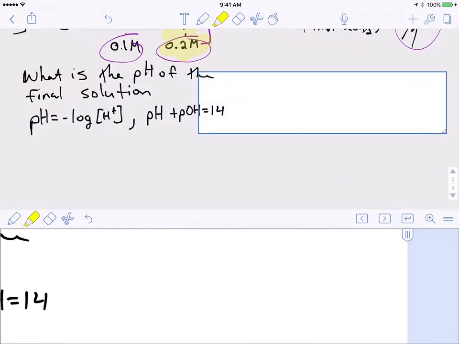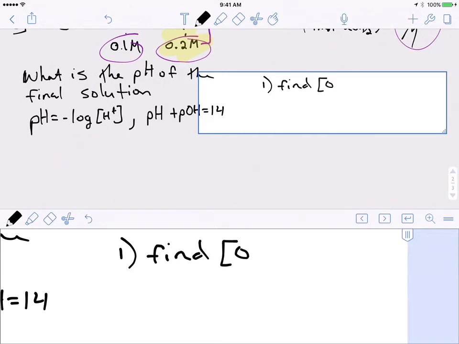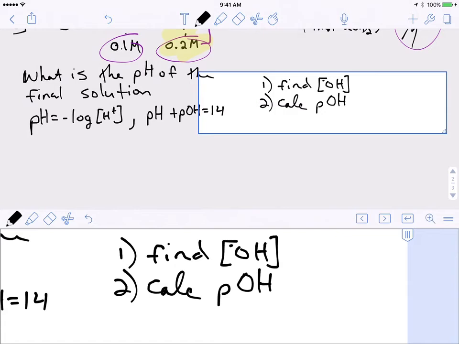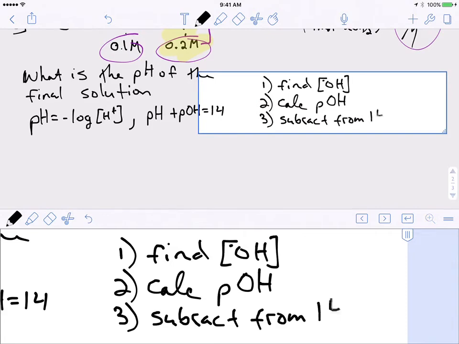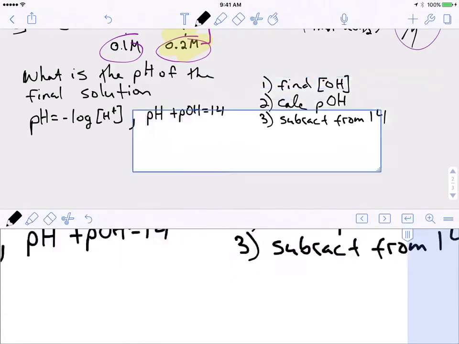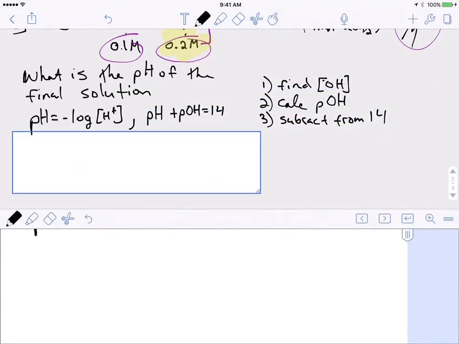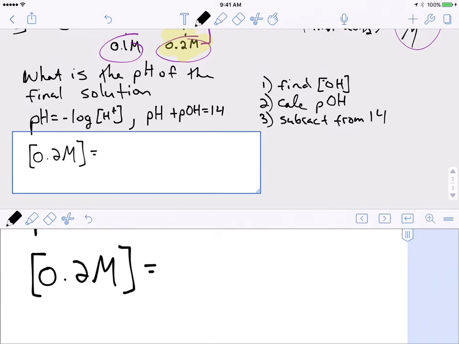Over here, let me write down some steps real quick before I get ahead of myself. 1, find the concentration of OH. 2, calculate the pOH. And 3, subtract from 14. Excellent. So I have 0.2 moles per liter. That's a concentration. That's what I'm using. That's my OH-.